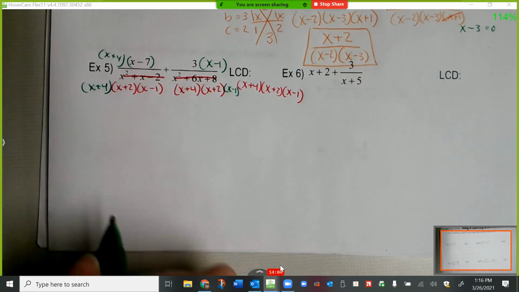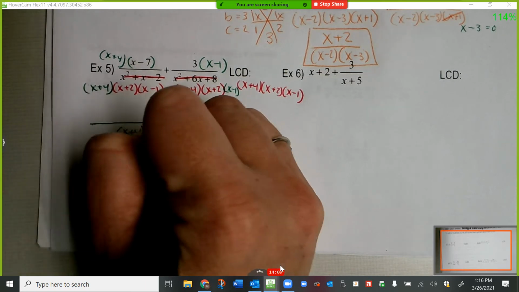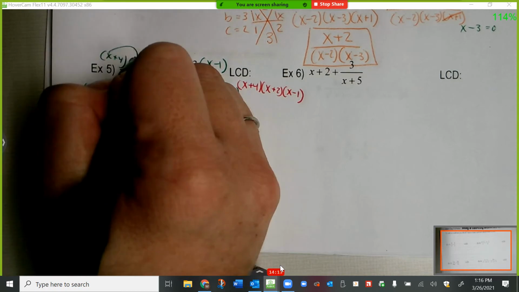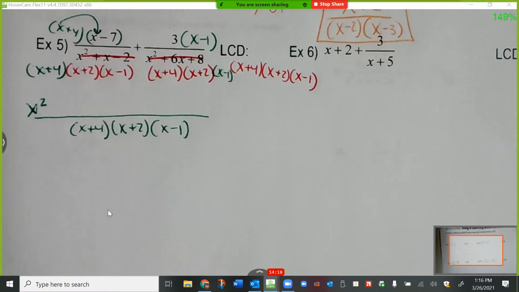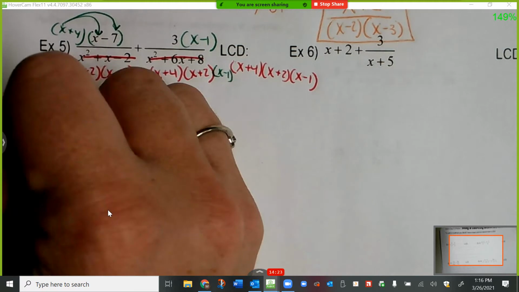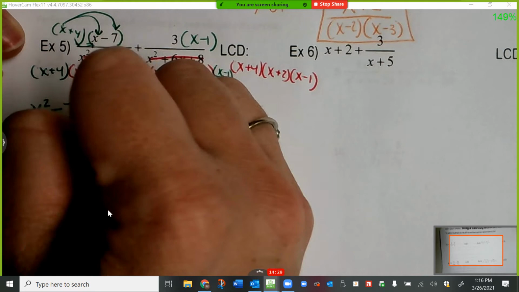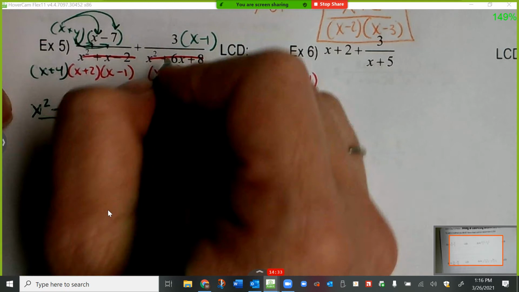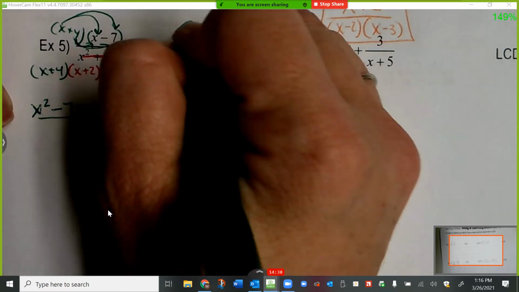Okay, so we're going to distribute. Now that they have a common denominator, I'm just going to write the denominator once. So x times x, zoom in, yeah, is x squared. X times negative 7 is negative 7x. 4 times x is positive 4x. 4 times negative 7 is negative 28. 3 times x is positive 3x. 3 times negative 1 is negative 3.